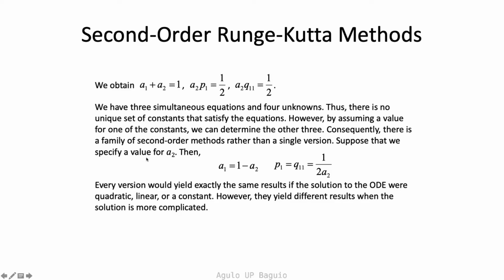For example, if we specify a value for a2, then a1 is equal to 1 minus a2, and p1 is equal to q11 is equal to 1 over 2 a2. So we have a family of solutions for a1 and also a family of solutions for p1 and q11 depending on the value of a2. Every version would yield exactly the same results if the solution to the ODE were quadratic, linear, or constant. However, they yield different results when the solution is more complicated.